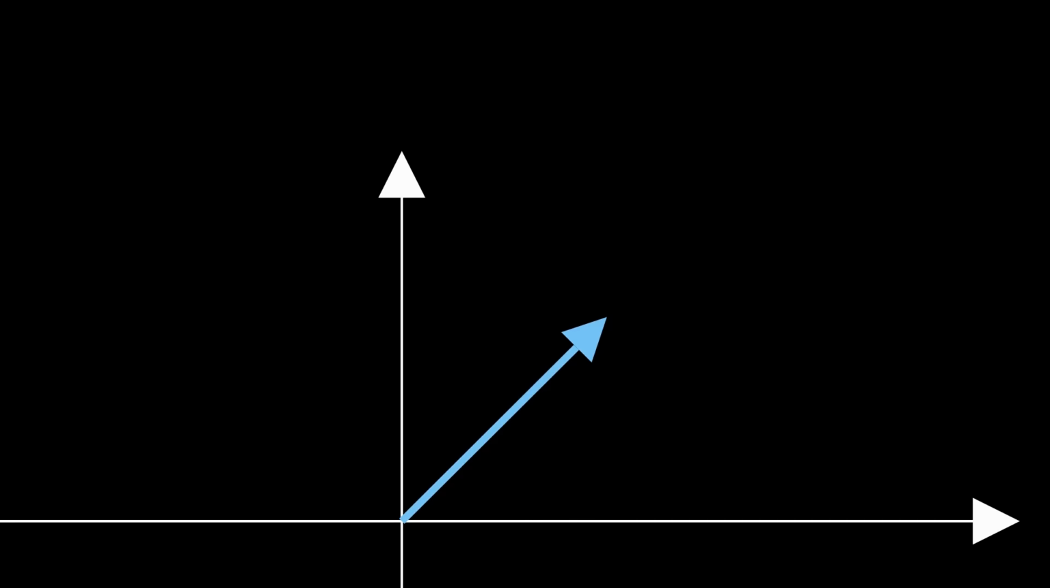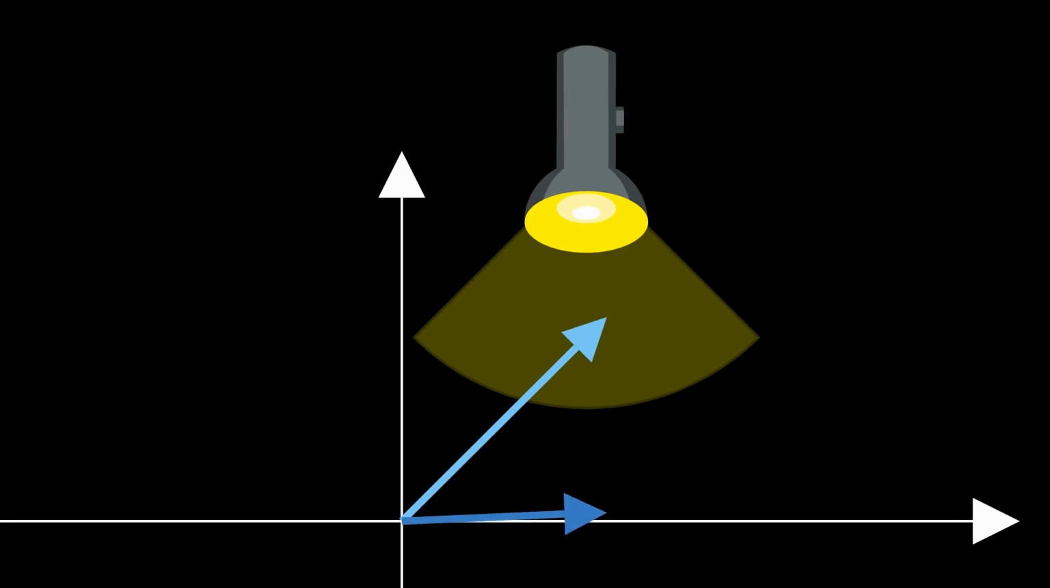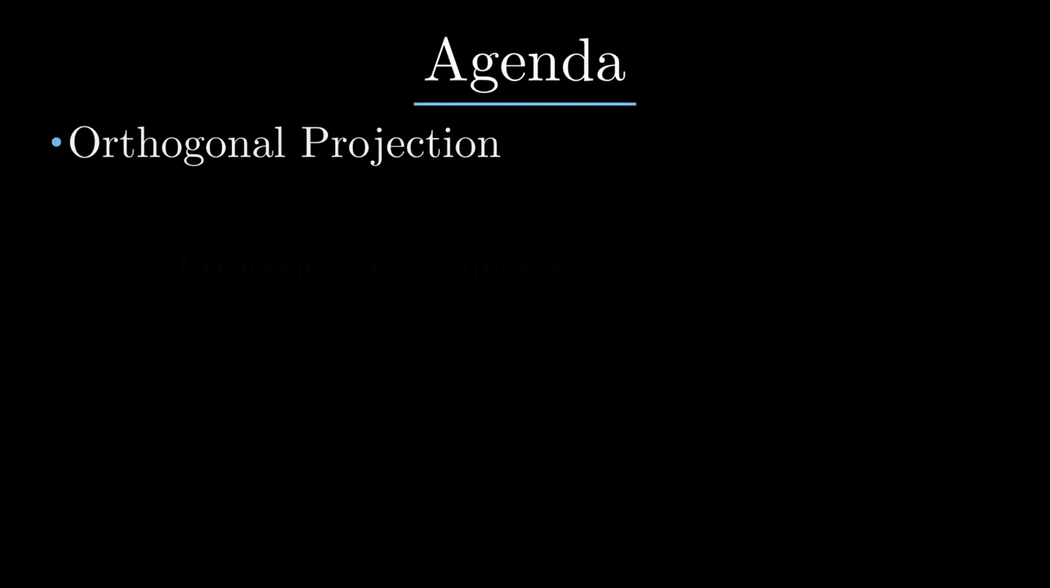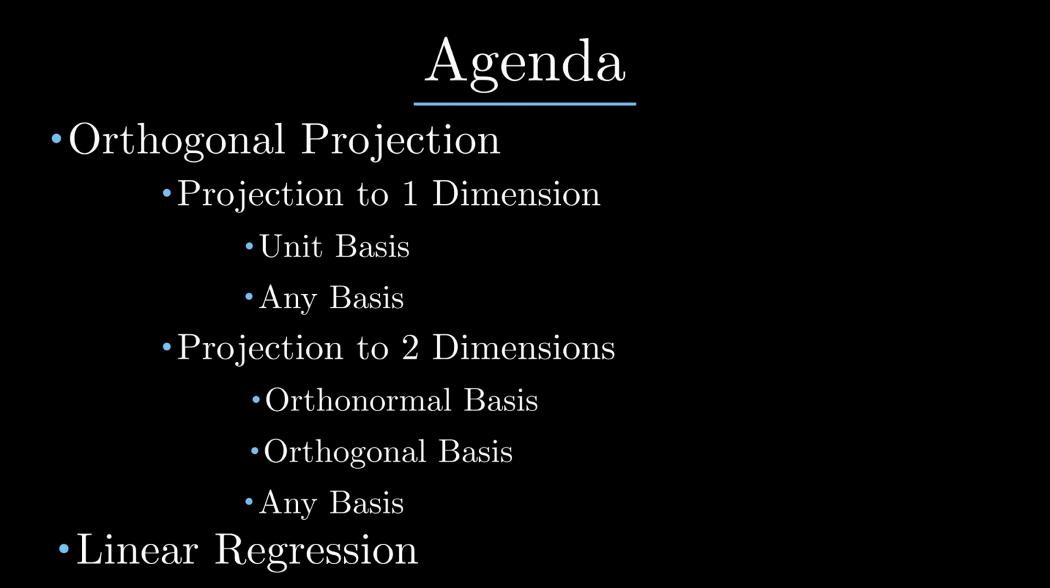It turns out that they both fall out from doing orthogonal projection, which is when you take a vector and essentially cast a shadow onto some subspace of interest. This video is going to explain things generically in terms of orthogonal projection first, and then at the end, as a treat, we'll tie it back to linear regression.